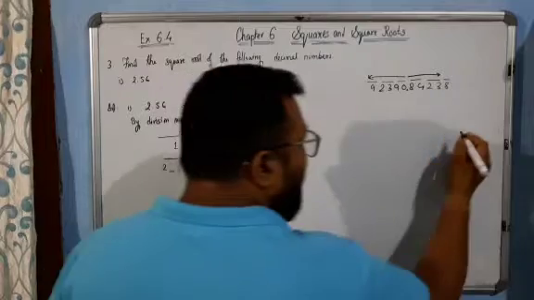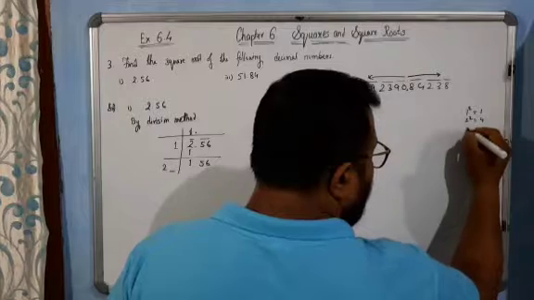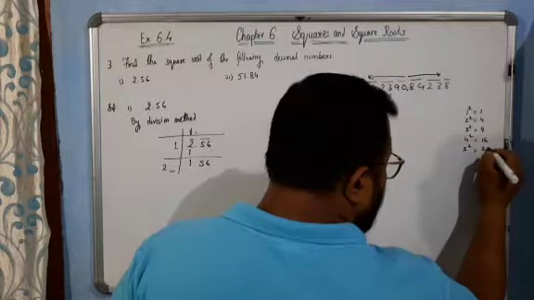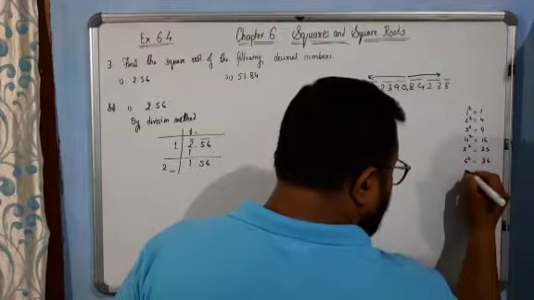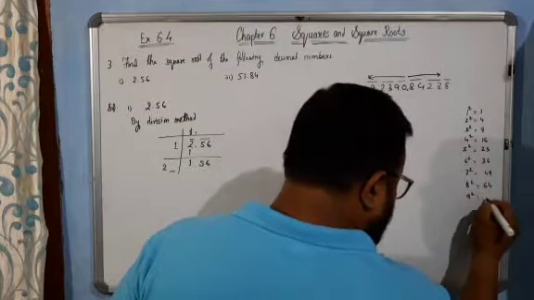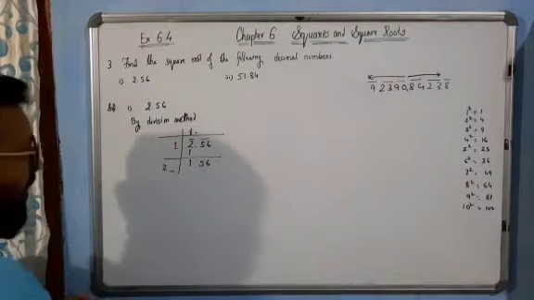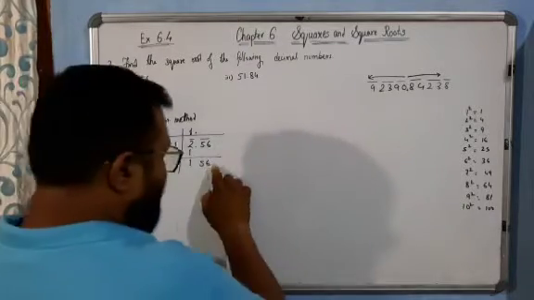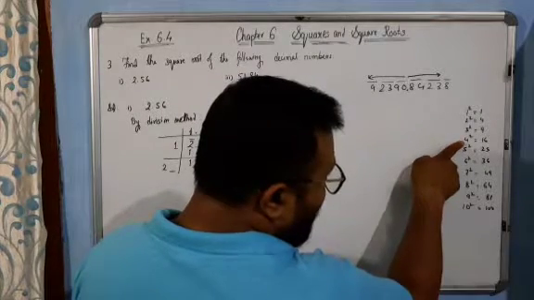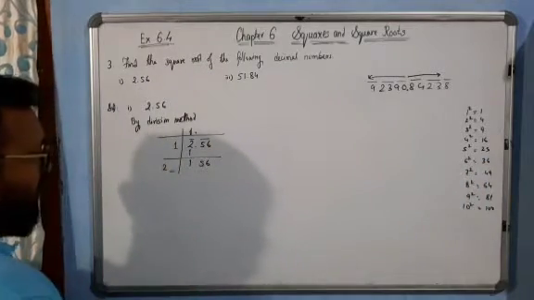And 6 comes. I already have the squares: 1 square is 1, 2 square is 4, 3 square is 9, 4 square is 16, 5 square is 25, 6 square is 36, 7 square is 49, 8 square is 64, 9 square is 81, and 10 square is 100. Now look here, we have 6 in the unit place. By which number do we multiply itself to get 6 at the end? If we square 4, we get 6, or if we square 6, we get 6. So there are two numbers in my hand.